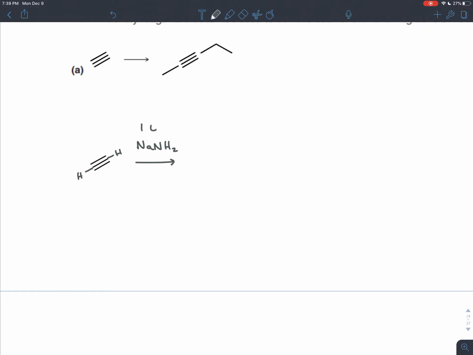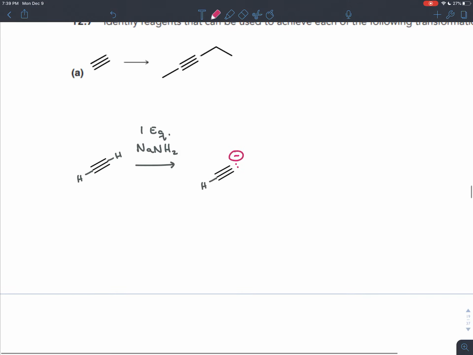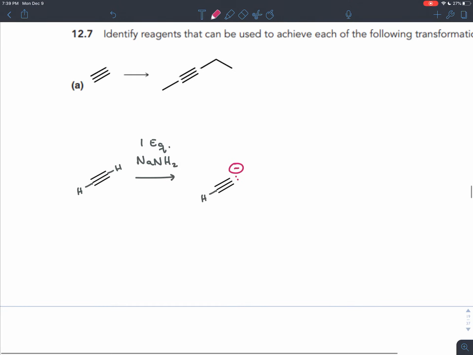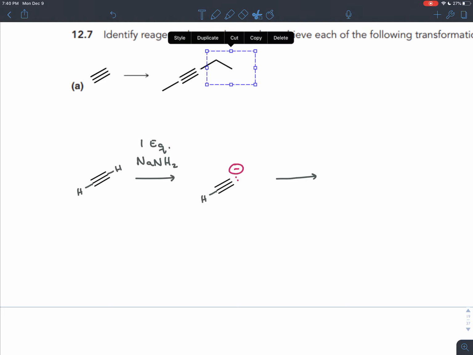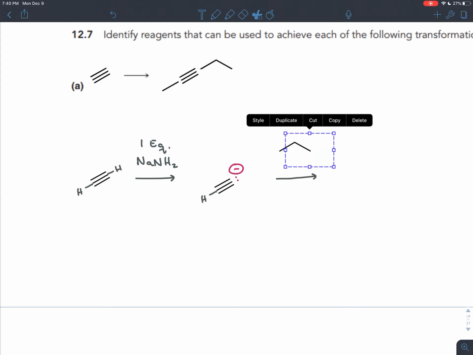If we just use one equivalent, then that will rip just one of the hydrogens off, because this is a strong base, so it'll steal that hydrogen, and the electrons in that bond to the hydrogen will become a lone pair that has a full negative charge. And so we have a carbon nucleophile. Okay, let's think about what alkyl halide we need to add in the second step here. So here we want to add 2 carbons. So we'll take those same 2 carbons, but instead of the alkyne at the end, we'll have a leaving group.